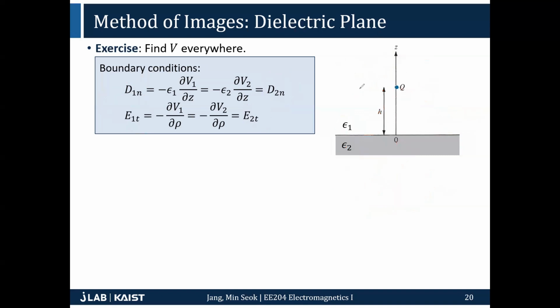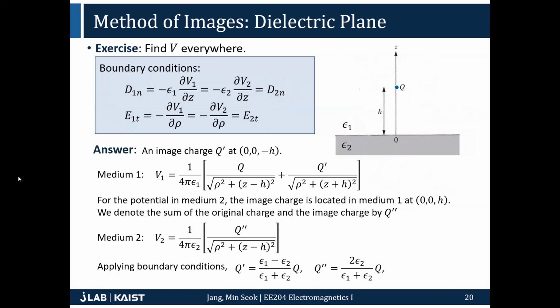So again, if you look at here, in order to solve the upper half, we put an imaginary charge at 0, 0, minus h, the mirror position. And we assume the potential in the upper half is the potential due to the original charge plus the imaginary charge Q prime. And then in medium 2, the lower half plane, we place the imaginary charge at the same position as the original charge. And we call the sum of the original charge and imaginary charge Q double prime. Because they're at the same position, we just call it Q double prime. If we do that, the potential in medium 2 is just due to Q double prime, right?